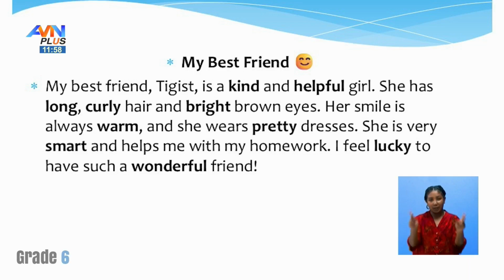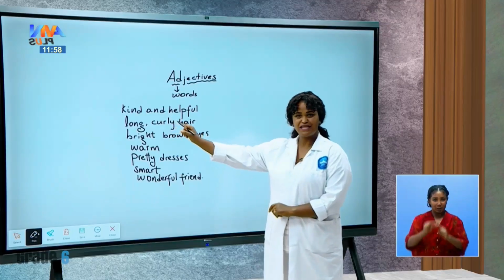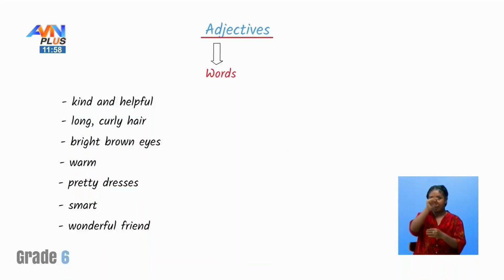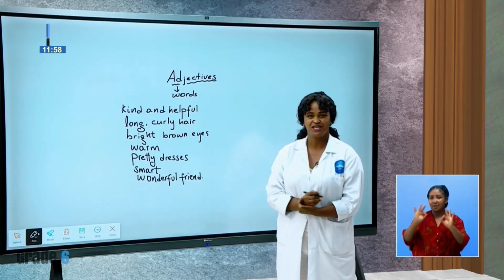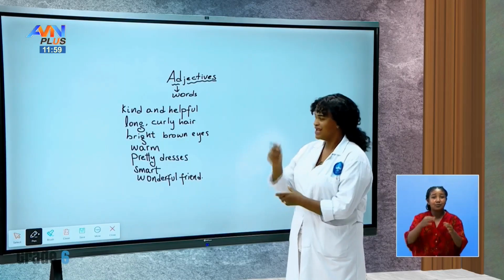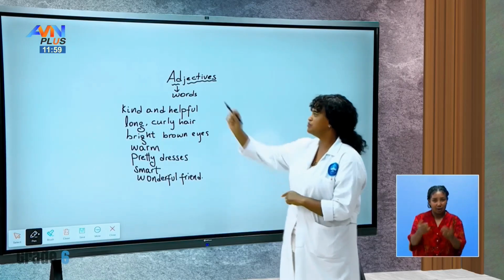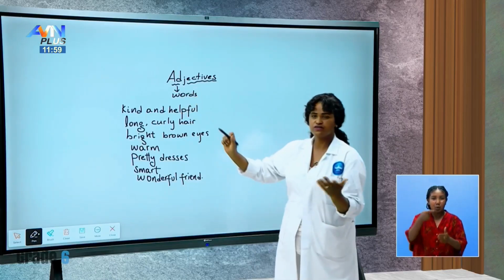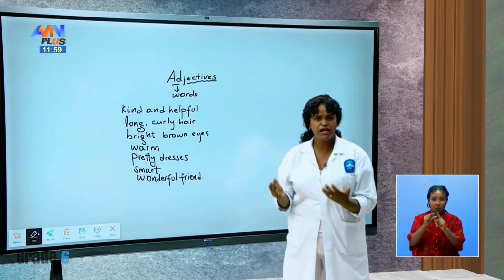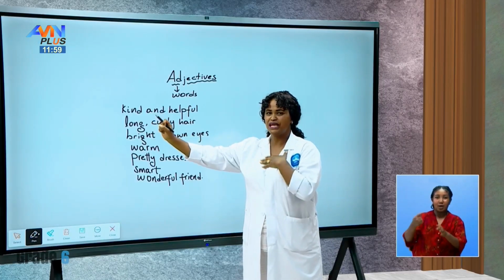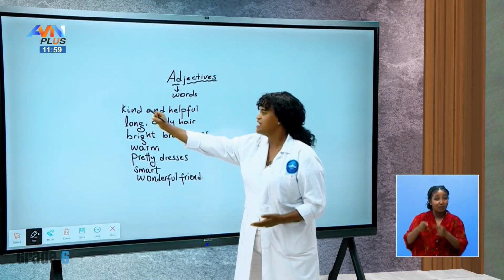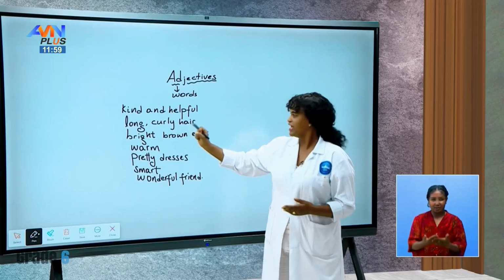Okay. Now, since you have seen these are the words that you have seen written in bold on the short paragraph, yes? That's how I express or modify my best friend, Tigist. Right? What do I say about her? Let us see the words now, because we begin by saying what? What are adjectives? Adjectives are words. What kind of words? Then let us see. When I tell you my opinion about my best friend, what do I say? She is kind and helpful.